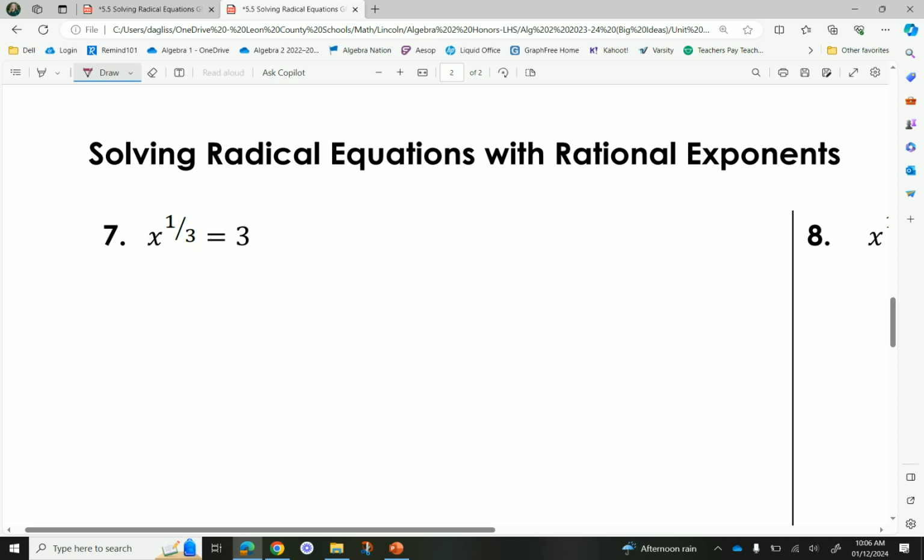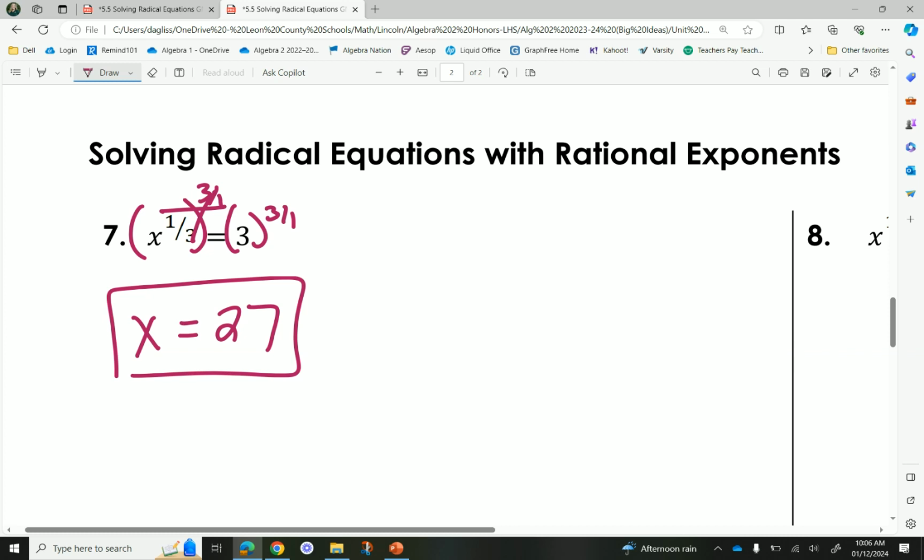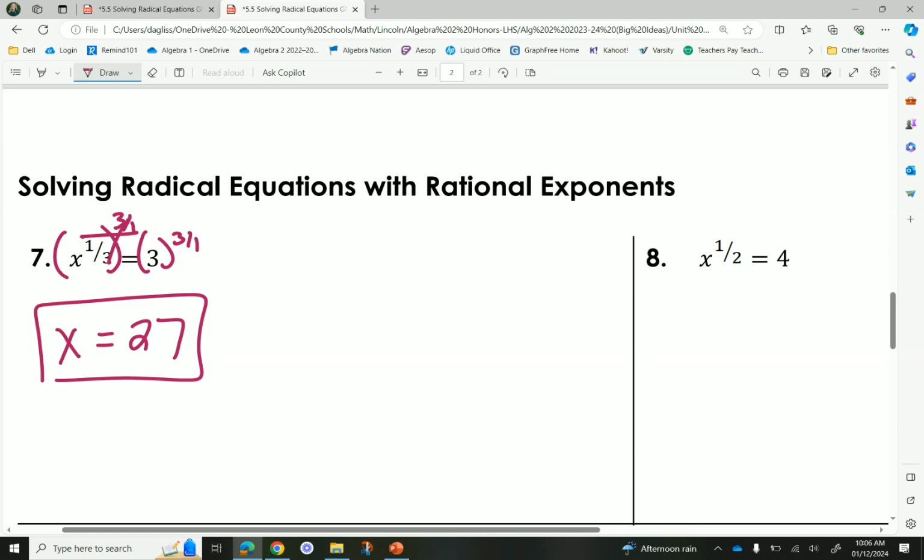So what is the reciprocal of 1/3? 3 over 1. So 1/3 times 3 over 1 equals 3 over 3, which is 1. That's why it works. So x is by itself. 3 to the power of 3 is 27. The end. Told you it wasn't too bad. What's the answer to 8? Go, go, go. Woohoo, 16. Good, because what's the reciprocal of 1/2? It is a 2.